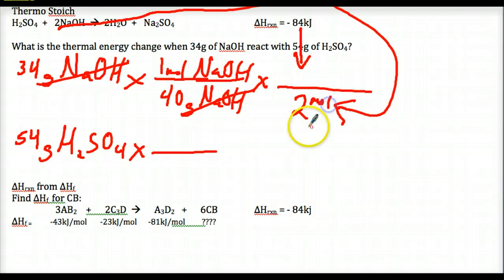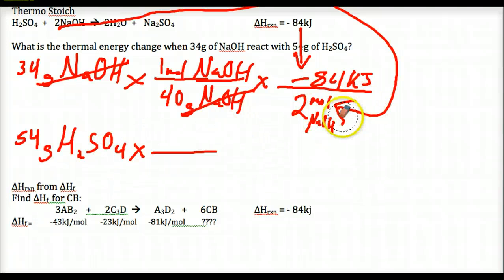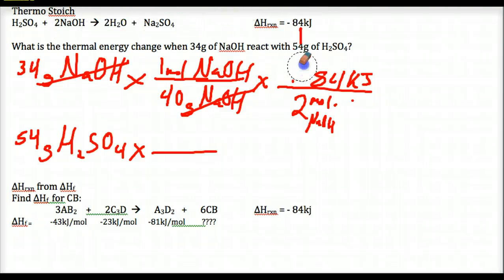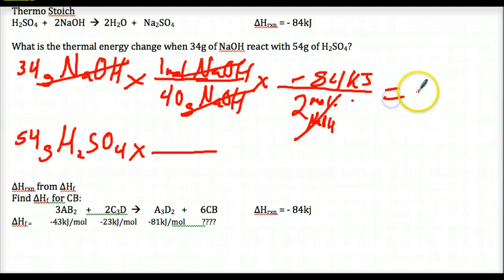There are 2 moles of NaOH. And 2 moles react when 84 kilojoules are released. Negative means it's released. Or you could think of it as the same but opposite: 84 kilojoules of energy are released when 2 moles react. Either way, you're going to cross this out. Our last unit standing is now kilojoules. Run the numbers through. You're going to get a negative 35.7 kJ.